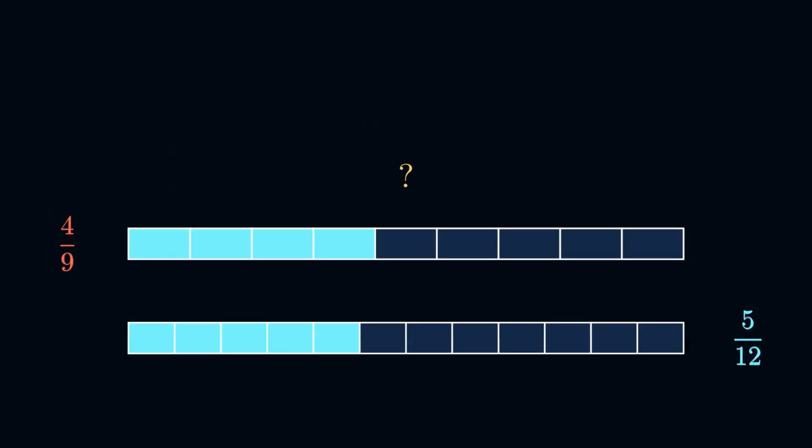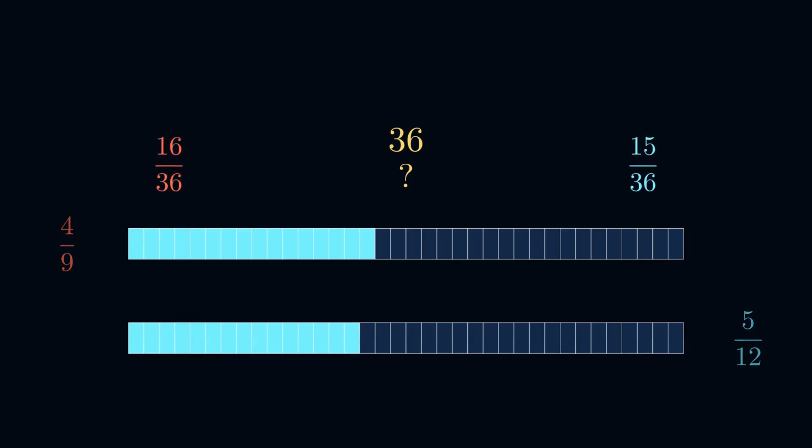Now compare 4/9 and 5/12. A common denominator is 36. 4/9 becomes 16/36. 5/12 becomes 15/36. 16/36 is greater than 15/36. So 4/9 is greater than 5/12.